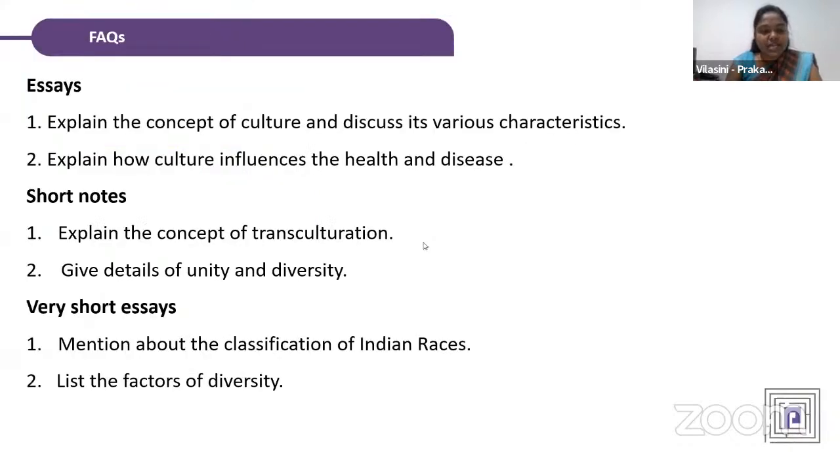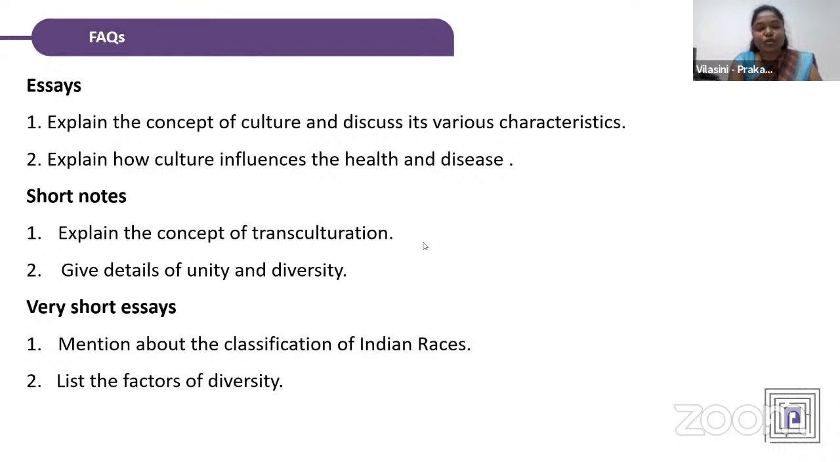So coming to the questions which are asked from this unit. If you see the essay, first is explain the concept of culture and discuss various characteristics. So culture is learned, inculcated, man-made, complex, and dynamic. So these are the points. First, you can define what is culture, and you can put the points and briefly explain each point. And secondly, explain how culture will influence health and disease. Just now we discussed what practices people follow and how they ignore health.